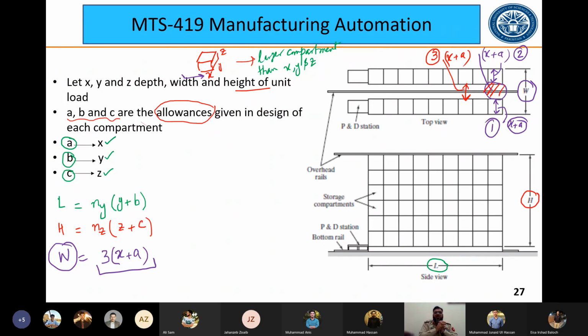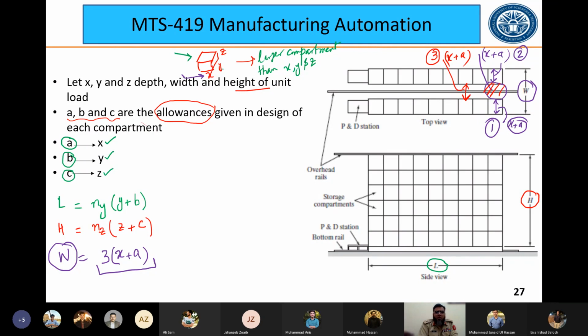x, y and z are the width, height and depth of the unit load. So I have made a unit load, which you can see here, which has 3 dimensions x, y and z.